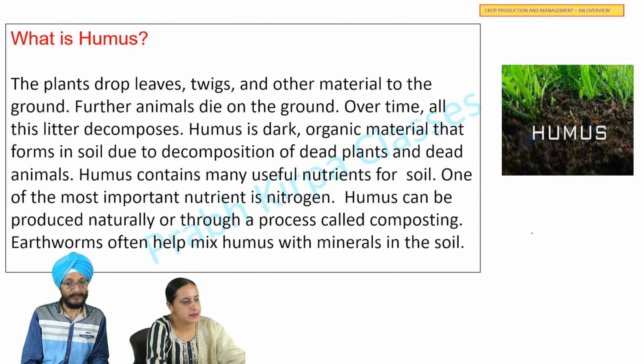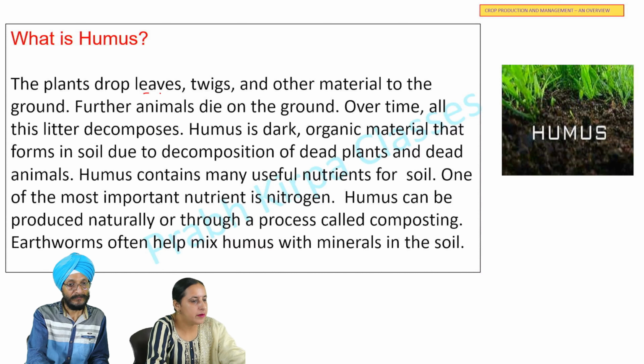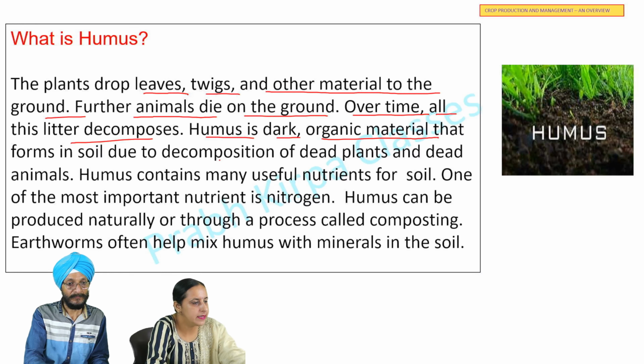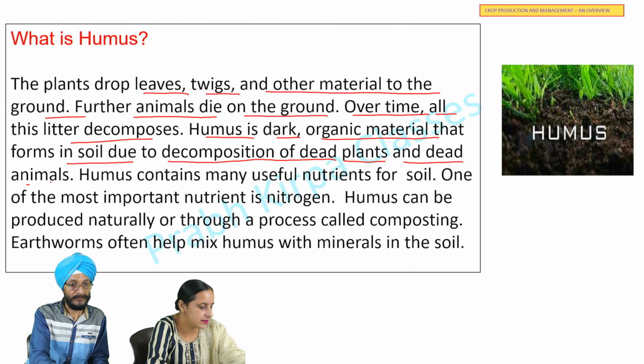What is humus? The plants drop leaves, twigs, and other material to the ground. Further, animals die on the ground. Over time, all the litter decomposes. Humus is dark organic material that forms in soil due to decomposition of dead plants and dead animals.